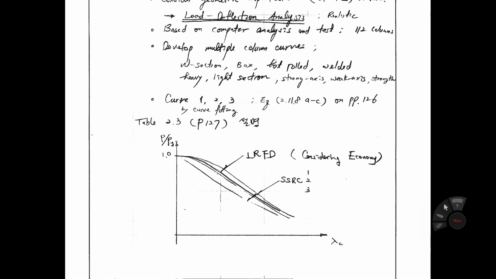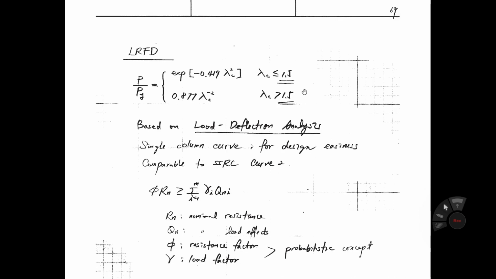If we determine this LRFD curve somewhat lower than average, then the steel section must be larger. So then steel is less competitive. At that time, considering the steel industry economy, they determine a little higher curve than this SSRC average curve strength. So they finally determine like that, phi Pn equal like this.